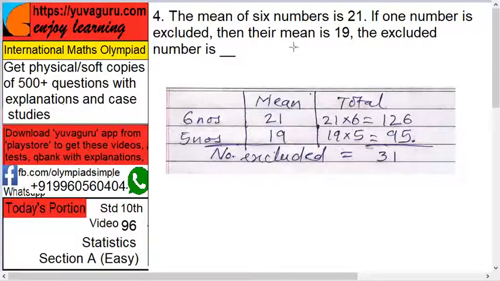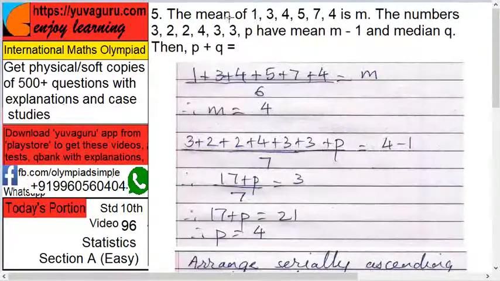Now 5 numbers, 1 is excluded, so remaining 5. So mean is 19. So what will be their total? 19 into 5, that is 95. So which one is excluded? The difference will be excluded, that is 31. So 31 is excluded. Next, the mean of 1, 3, 4, 5, 7, 4 is M.